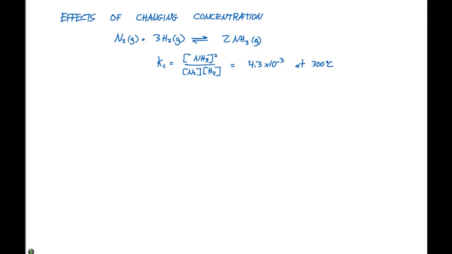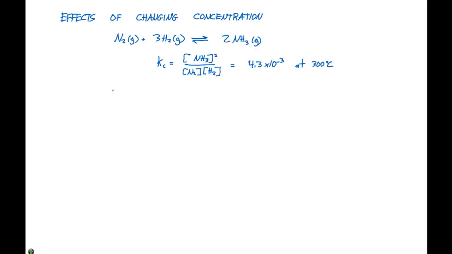Le Chatelier's work opened the door for us to analyze the effects of manipulating equilibria. We can do that in a variety of ways, and the first way we're going to look at is the effect of changing the concentration. Here we have the same equilibrium we discussed earlier, where nitrogen gas plus 3 hydrogen gas is in equilibrium with 2 ammonia gas. The Kc expression is given, and it's 4.3 times 10 to the minus 3 at 300 degrees Celsius.